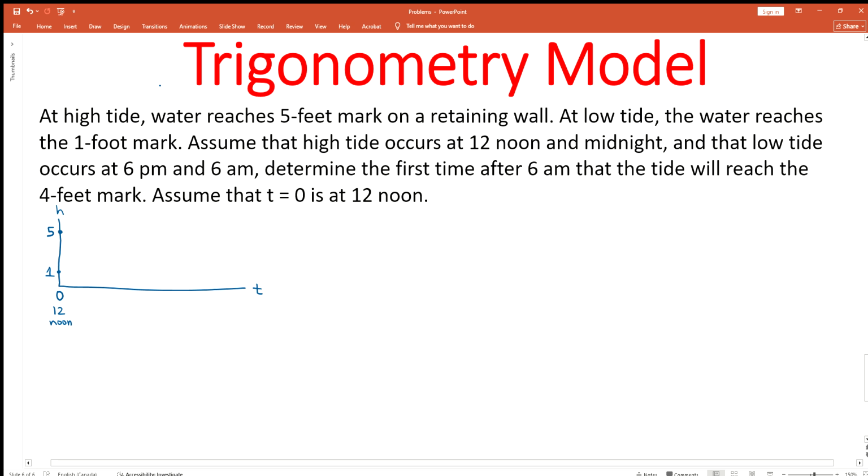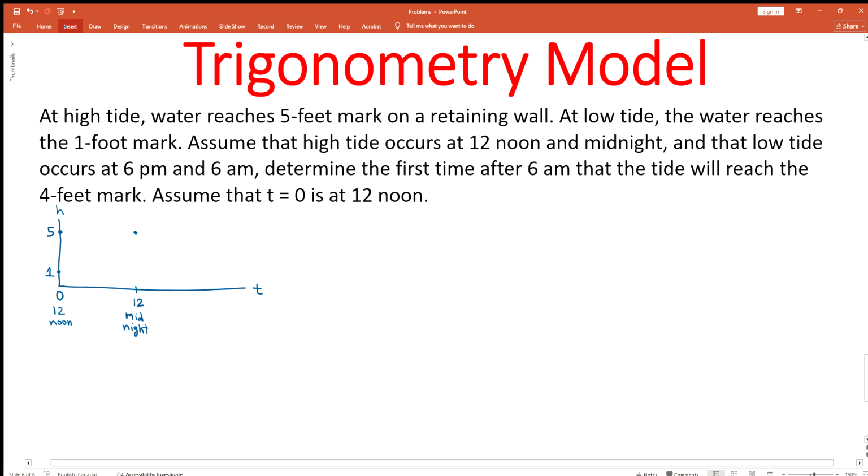The next high tide occurs at midnight, which is 12 hours away from 12 noon. Therefore, the period of this function is 12. And as per the problem, at midnight, the height of the water is 5 feet, the maximum value.